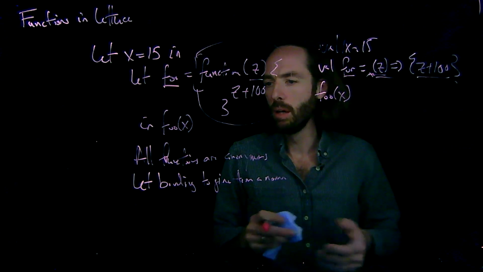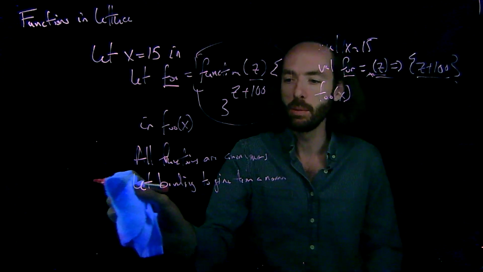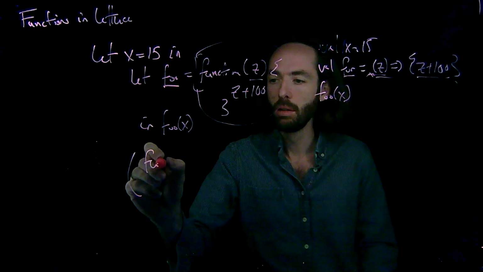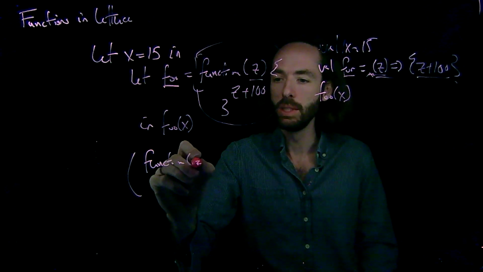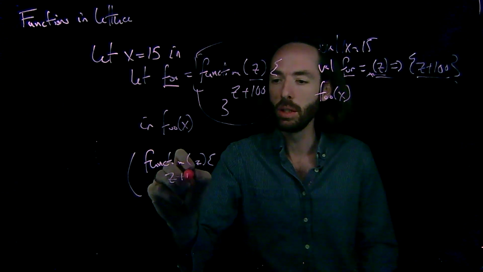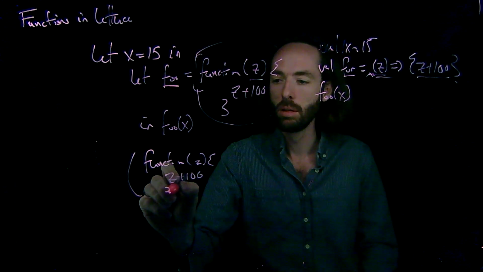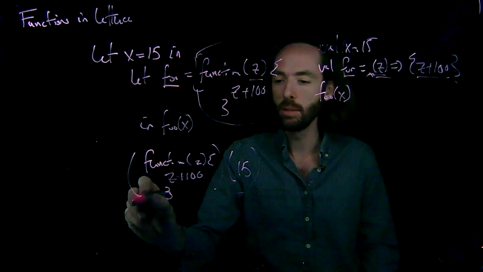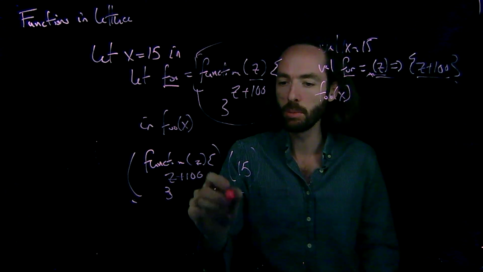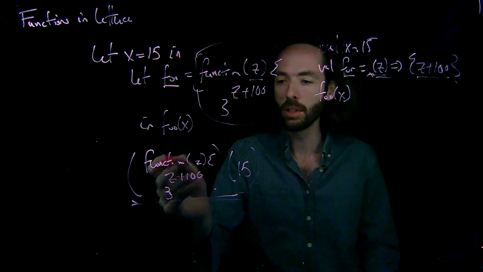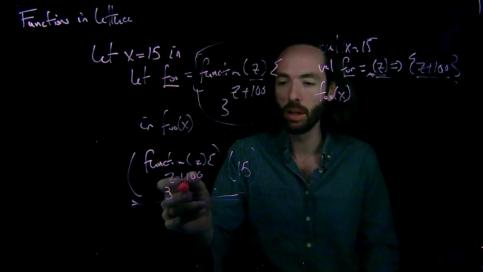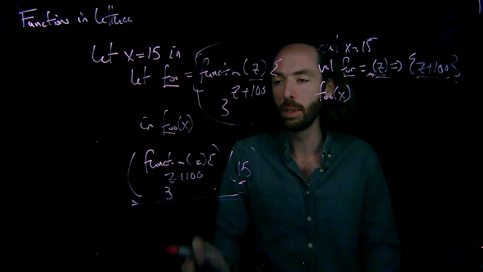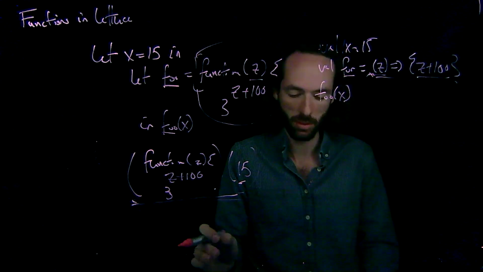Right, so if we didn't have let bindings, we could do something like this, right? We could just call function of z plus 100 on 15. Right, this is a perfectly legitimate Lattice program. This is a function call, and this is the function that we're calling, and this is the input that we're going to do it on. But being able to give names to it is just useful, right?